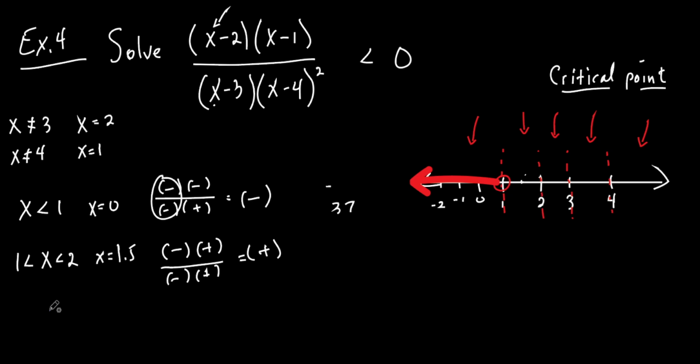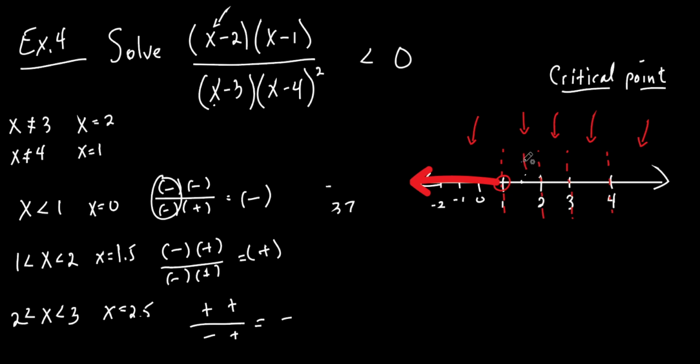What about between 2 and 3? Give me a number between 2 and 3. 2.5. It's another easy number. Let's do a little quicker. 2.5 minus 2 is positive. 2.5 minus 1 is positive. 2.5 minus 3 is negative. 2.5 minus 4 is negative, but when you square it, you get positive. So what do I get when I do all that stuff to it? I get a negative. So guess what I'm going to do between 2 and 3? What am I going to do? I'm going to shade it. That's right. Okay, because any number between 2 and 3 is going to make this thing a negative number.